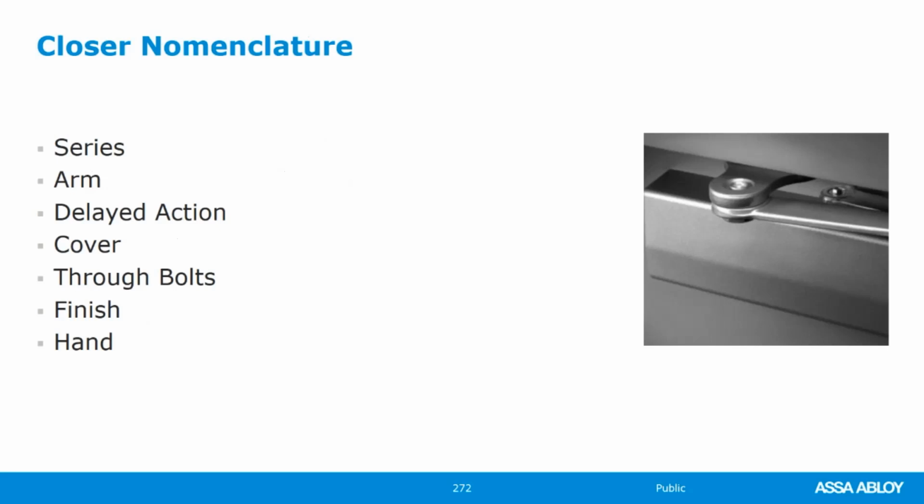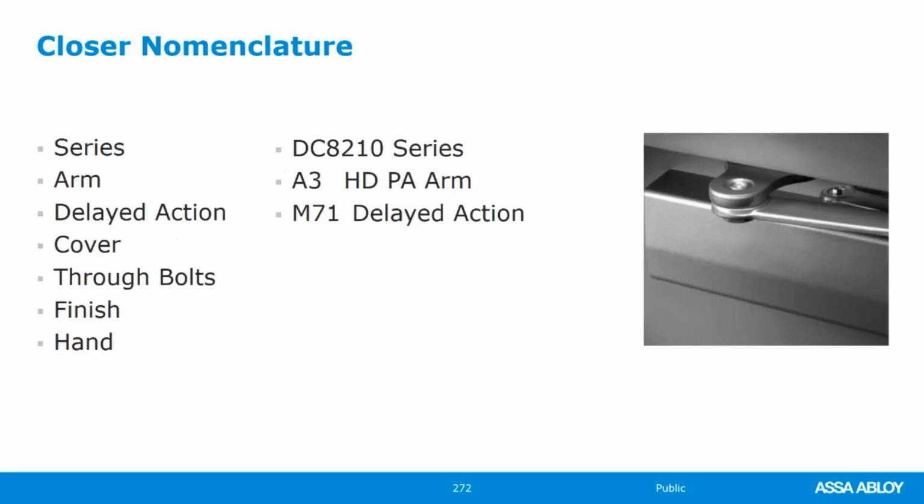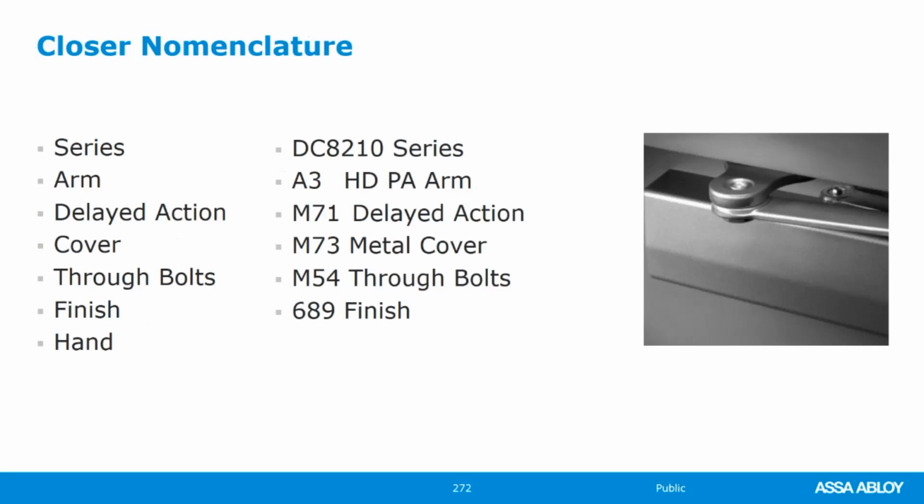Our series, because it's a 1.5" diameter piston, would be a DC 82 10 series. 10 tells us it's parallel arm. We're going to use the A3, which is our heavy duty parallel arm. Delayed action is M71. Our cover is M73. Our through bolts are M54. Our finish is 689. Our handing, left hand or right hand.